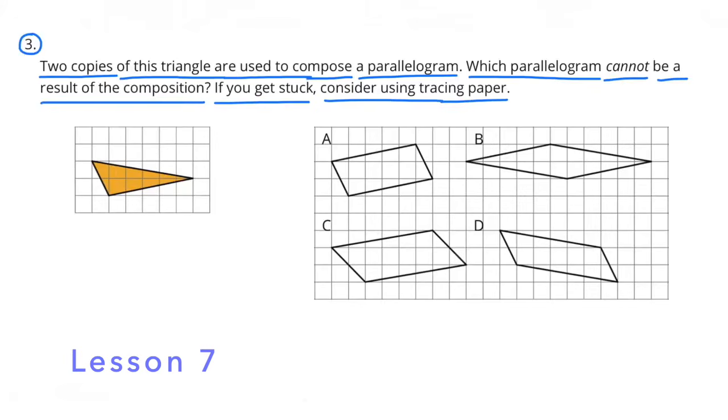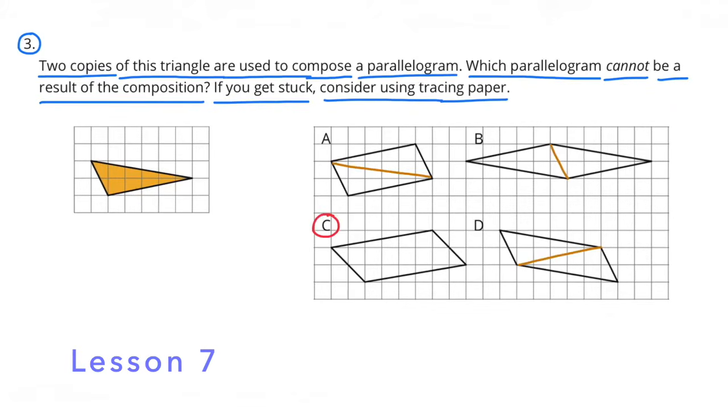Number 3. 2 copies of this triangle are used to compose a parallelogram. Which parallelogram cannot be a result of the composition? If you get stuck, consider using tracing paper. I used a line to separate the copies of the 2 triangles in figures A, B, and D. Figure C didn't work. It's composed of 2 triangles that are a different shape than the triangle on the left.